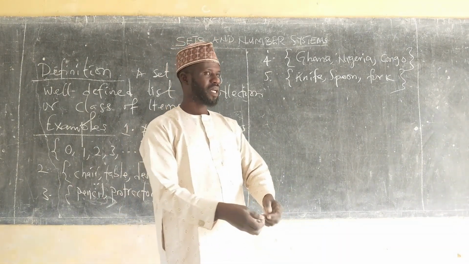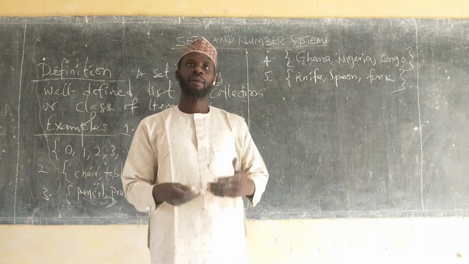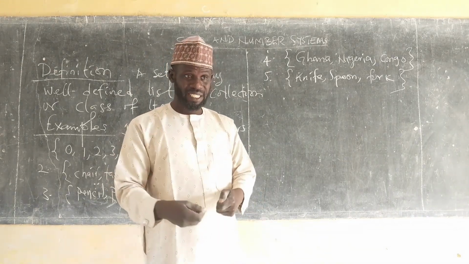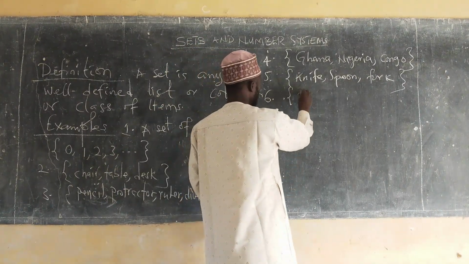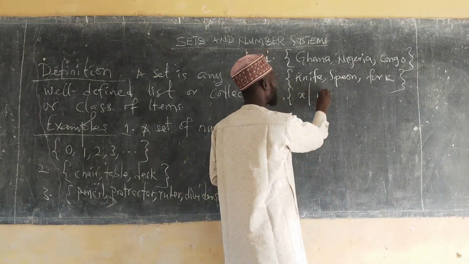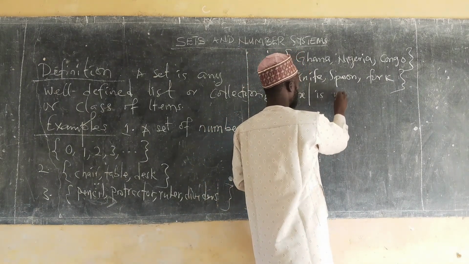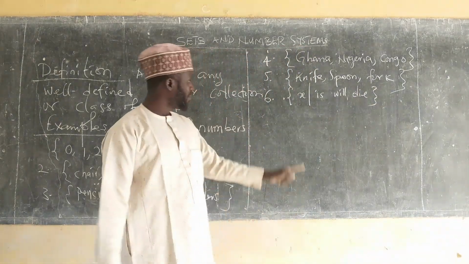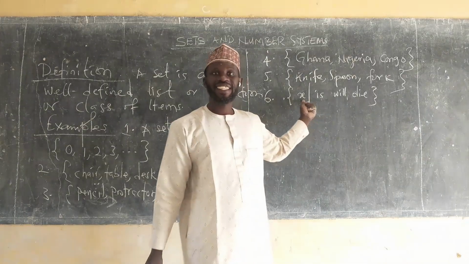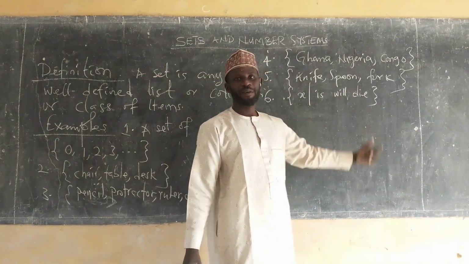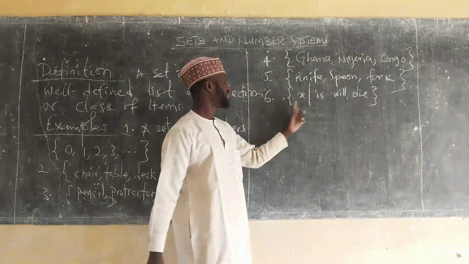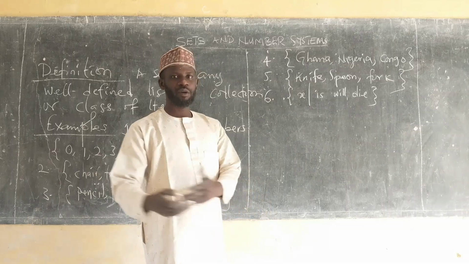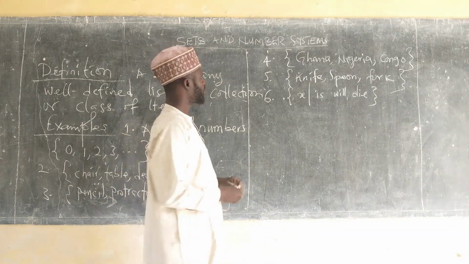We can give a set by listing some of its items, but sometimes we give a set by naming its property. We say X such that X will die. So what is X? Simply means X is a living thing, because all living things must eventually die. So this is a set containing all living things. Kingdom Animalia are there, Kingdom Plantae are there, and so on.